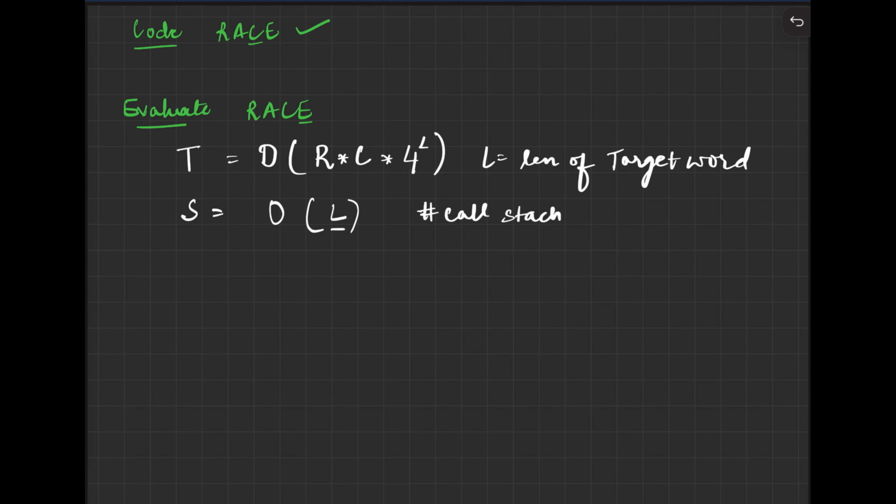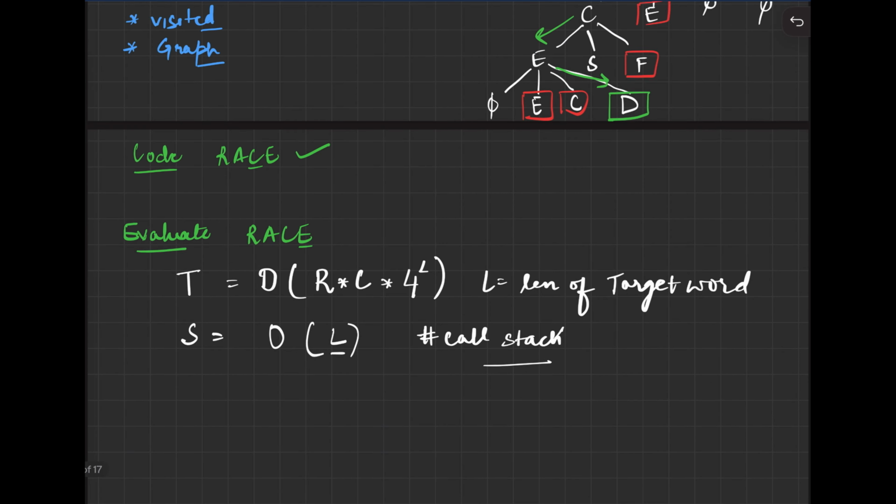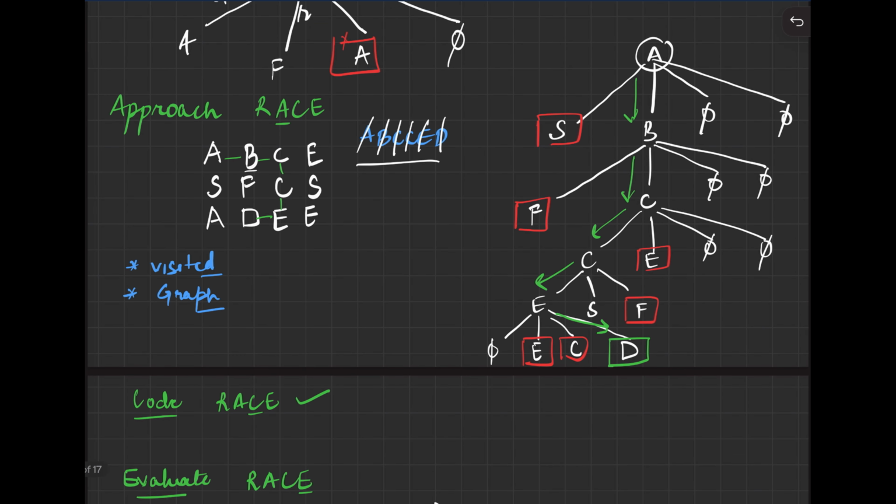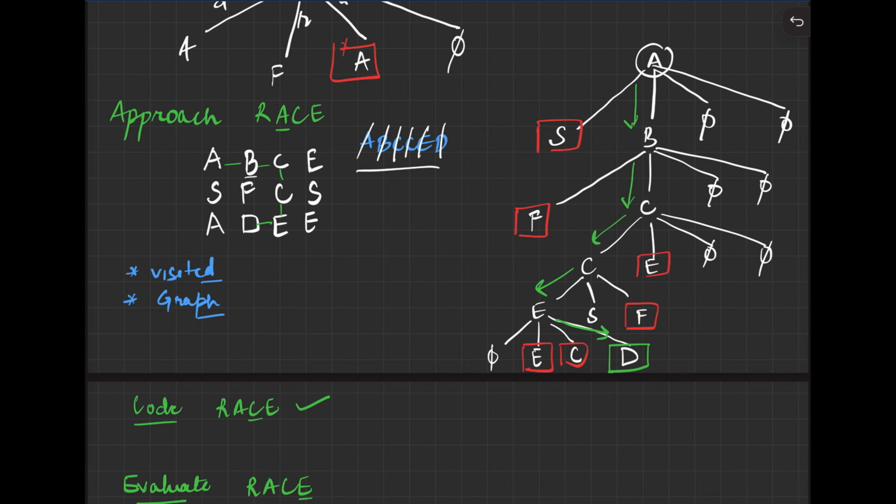And the utmost length of the call stack will be equal to the length of your target word, which is L. So if you see, this is a recursive DFS approach. At max, you will have the call stack equal to the length of the word.